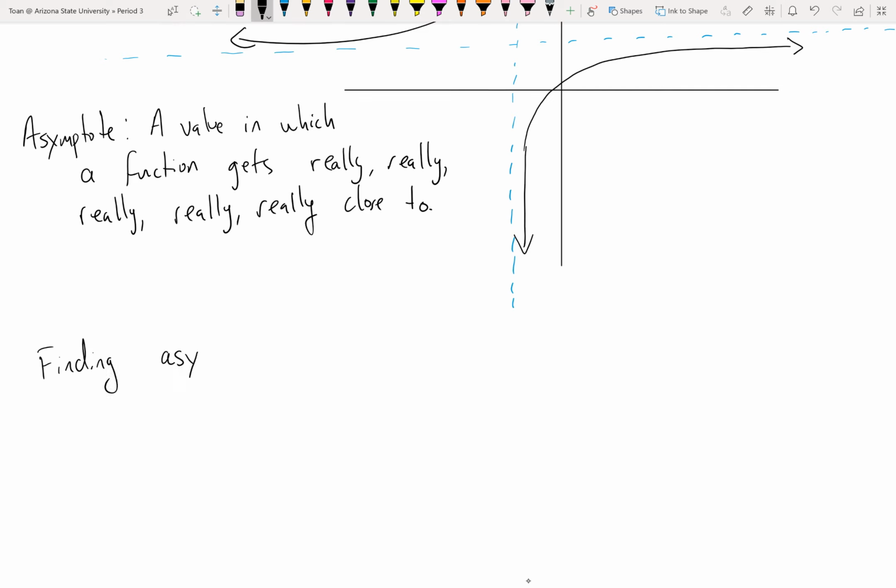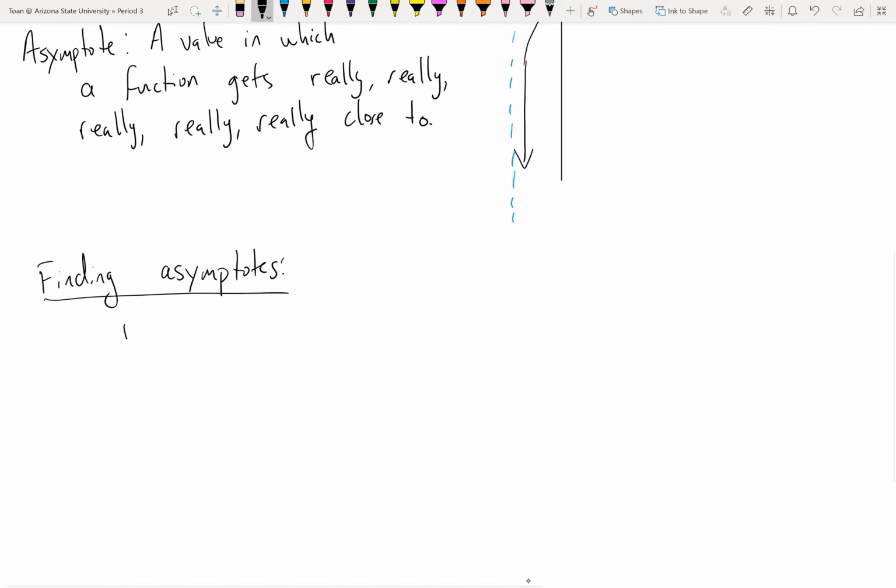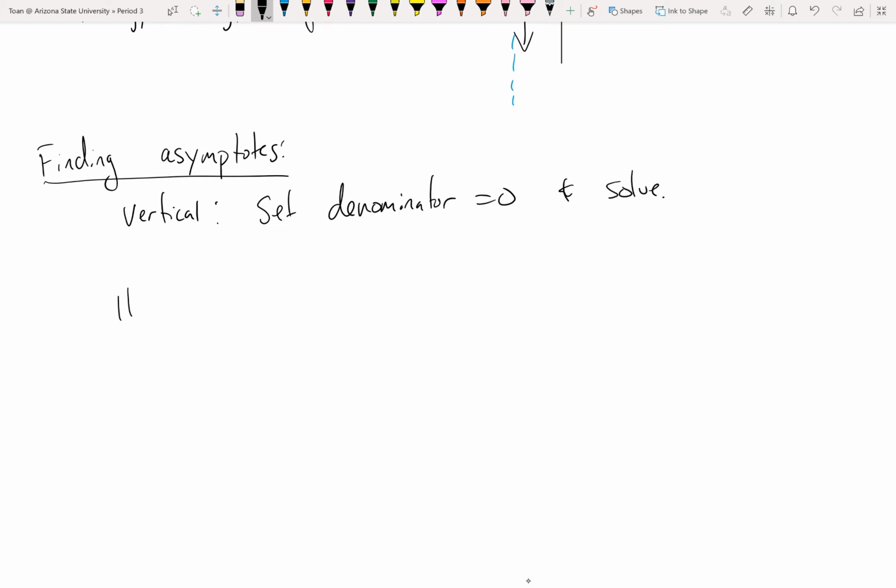Finding asymptotes. We'll start with the easiest one, vertical asymptotes. To find vertical asymptotes, just set the denominator equal to 0. That's it. And solve. So that's the easy part. The horizontal asymptotes is where you actually have to do a little bit of thinking. All right, just a little bit. Not a lot, just a little bit.